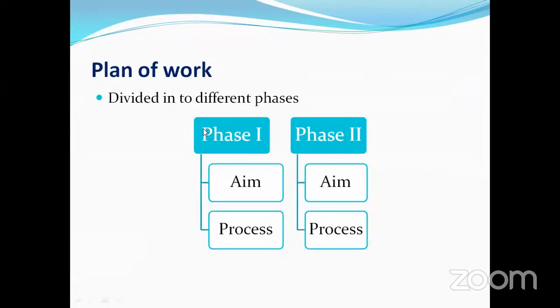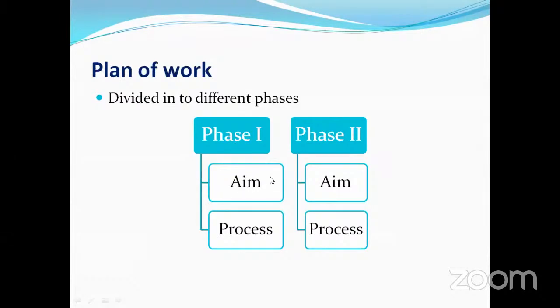We can divide the plan of work into different phases. Phase 1 is what, phase 2 is what, and phase 3, phase 4, phase 5, like that we can divide according to our work. So for phase 1, what is our aim? What are we going to do, and what is the process we are going to follow? So this should be our plan of work.